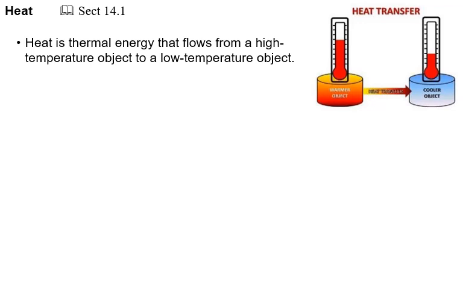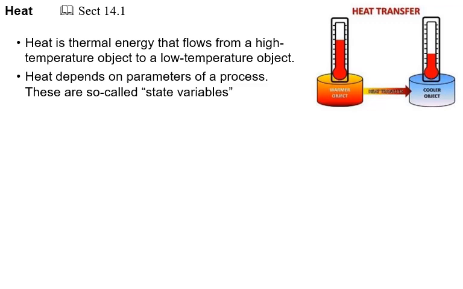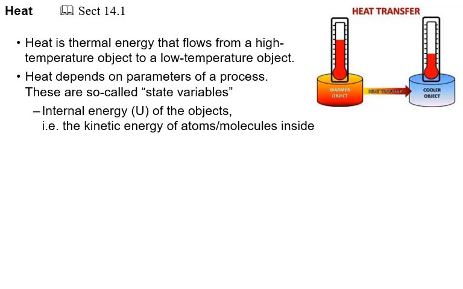Okay, so let's talk a little bit more about heat. Heat is the thermal energy that flows from a high temperature object to a low temperature object. That is the definition. It depends on the parameters of your process. These are called state variables. So the internal energy of the objects is a state variable, which essentially tells you the kinetic energy of the atoms and the molecules inside. We are going to use the variable U to discuss the internal energy. And there is the temperature of the objects, T.